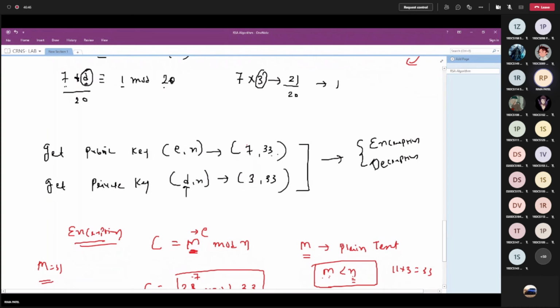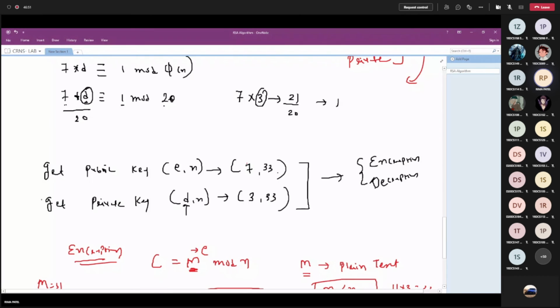I hope it is clear. Now the encryption: C equal to, I have taken this plain text as M, you can take it as P also. So C equal to what? M raised to E mod N.